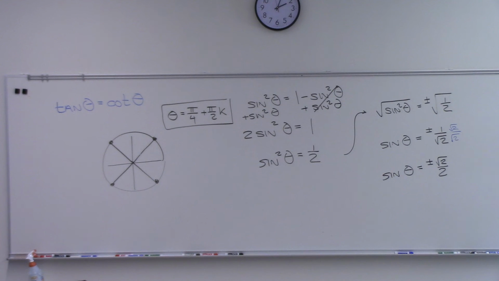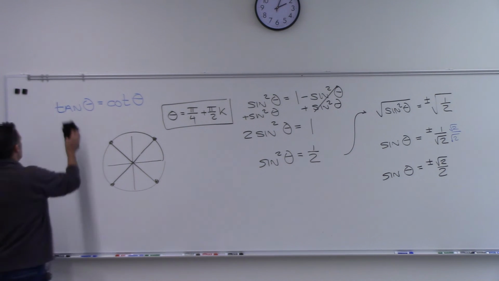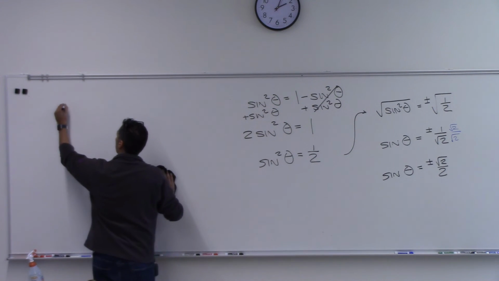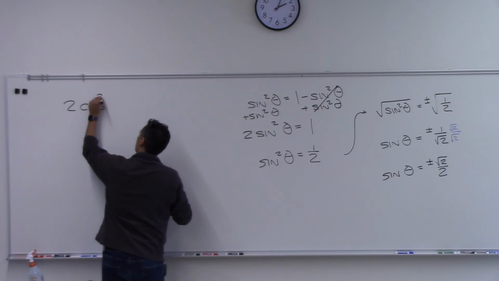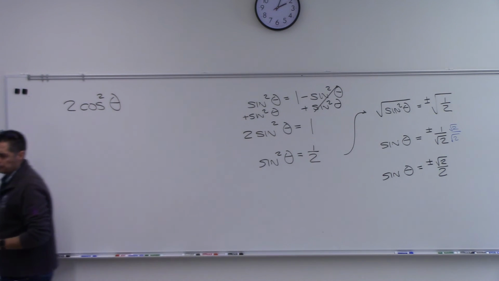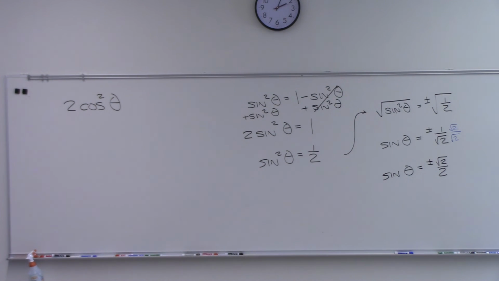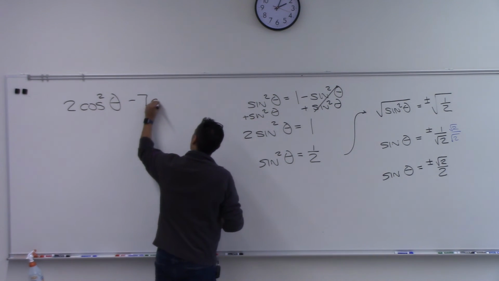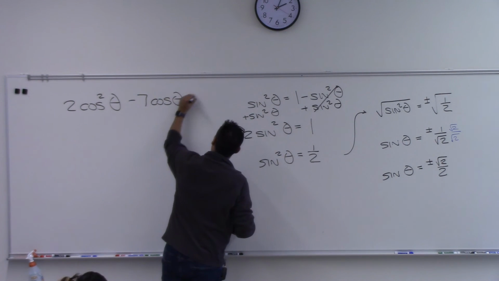How about this one? We're almost done. 2 cosine squared theta minus 7 cosine theta minus 4 equals 0.